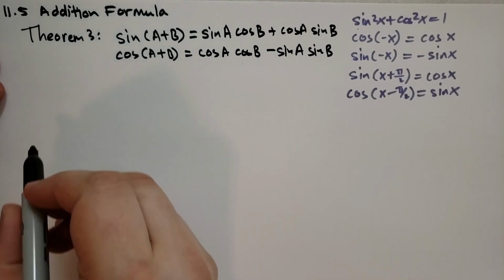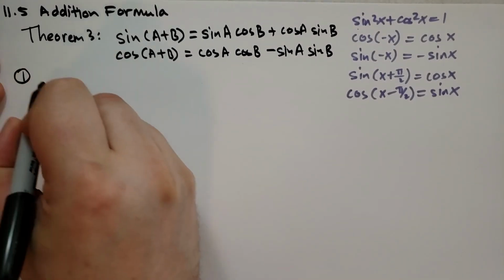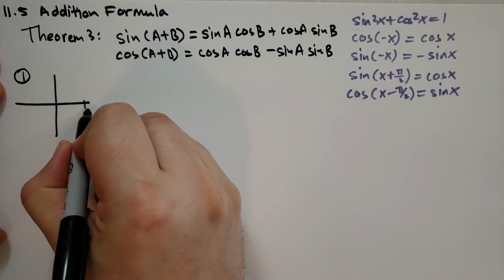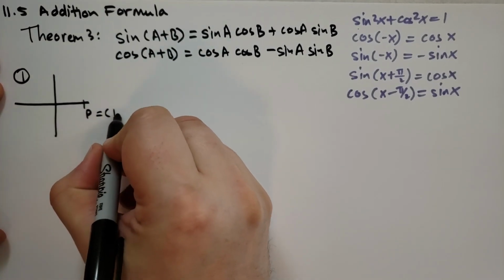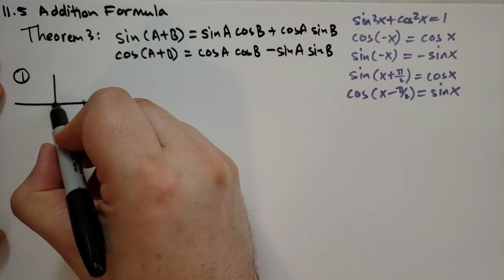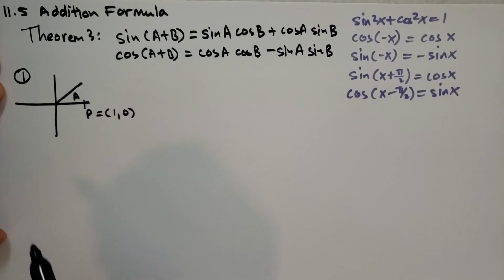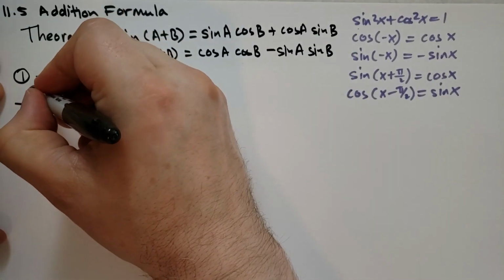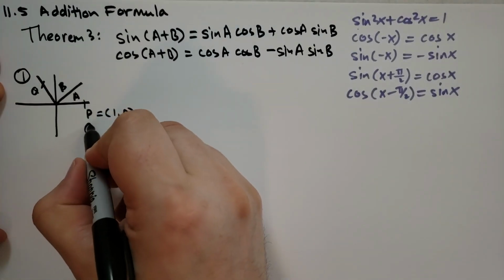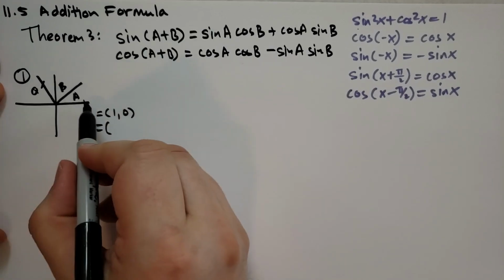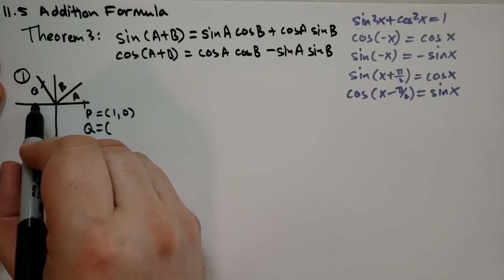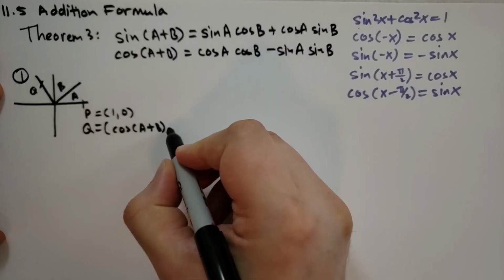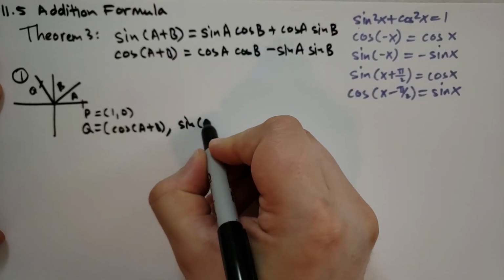Okay, so to start, for the first coordinate system, where I'm going to write 1 over here, we're going to choose the axis this way. We're going to start with the point P, which is equal to (1, 0). We're going to rotate that by angle A, and then we're going to rotate that by angle B. And we're going to end up with the point Q, such that the x-coordinate will be cosine of A plus B, and the y-coordinate will be sine of A plus B.